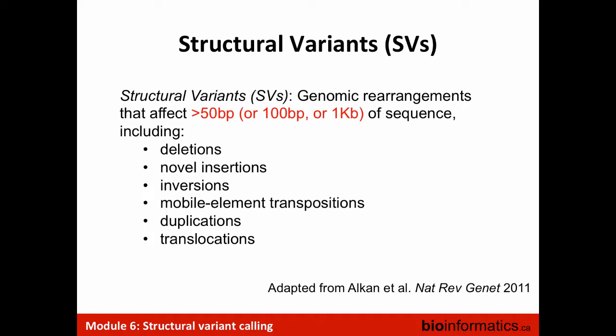So what are structural variants? Structural variants are defined as genomic rearrangements that affect some bigger size of sequence. The actual cutoff changes as things evolve, but keep in mind it's typically affecting bigger pieces of DNA, so above 50 base pairs or 100 or bigger than a kb. So these are bigger events. You can have deletions, novel insertions, inversions, rearrangements, mobile element transposition, so insertion of a transposable element, duplication, translocation. So we're putting into this broad category any DNA change that affects a big portion of the genome.